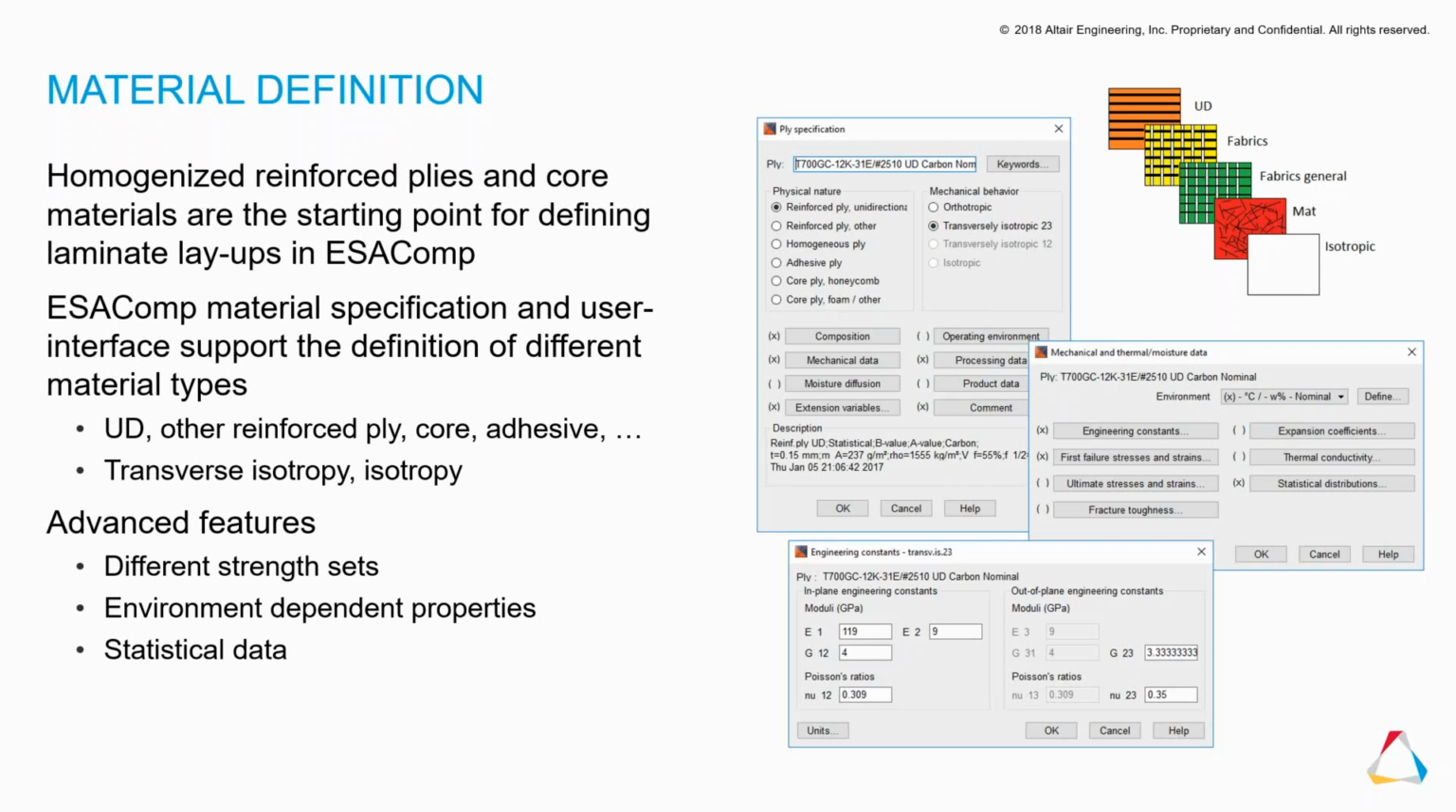There's possibility to also define statistical data behind any mechanical property of the ply definition, and I will explain later what we use that for.